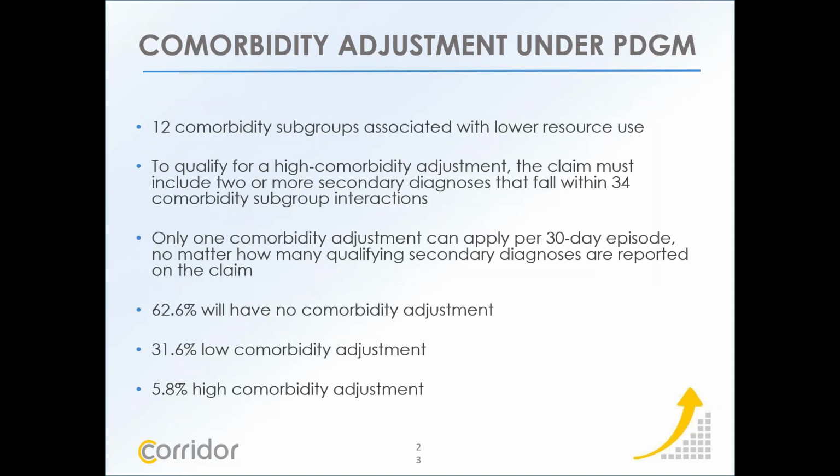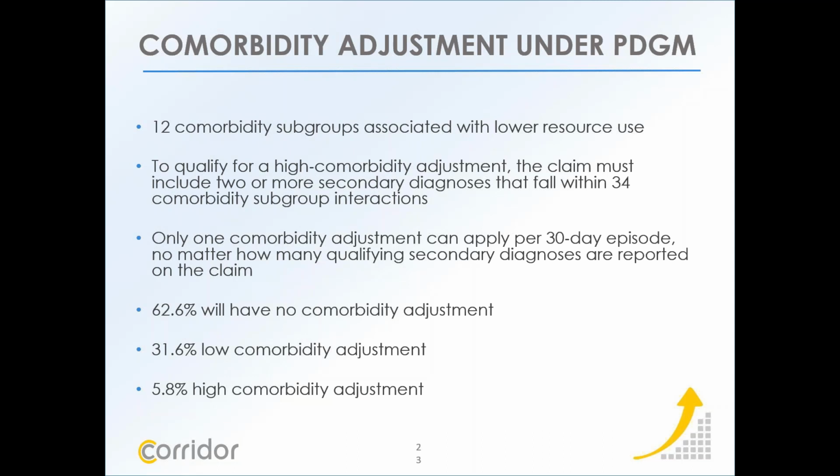So like we talked about, well, we haven't talked about this, but we have 12 comorbidity subgroups associated with lower resource use. To qualify for a high comorbidity adjustment, the claim actually only needs 2 or more secondary diagnoses. But those 2 diagnoses, at least, have to fall within 34 comorbidity subgroup interactions. We have a lot of slides on this next, so you'll get a chance to look at it.